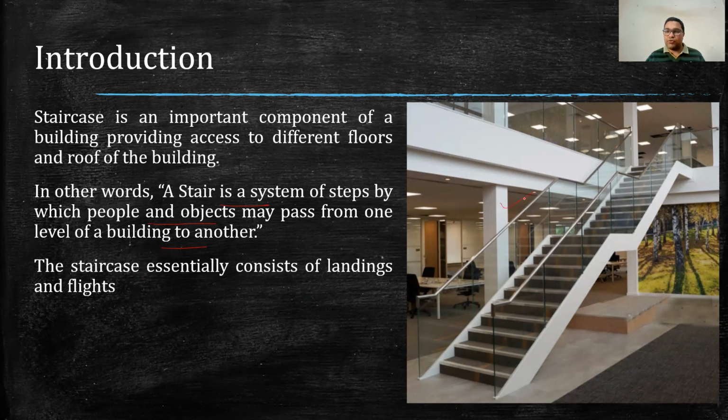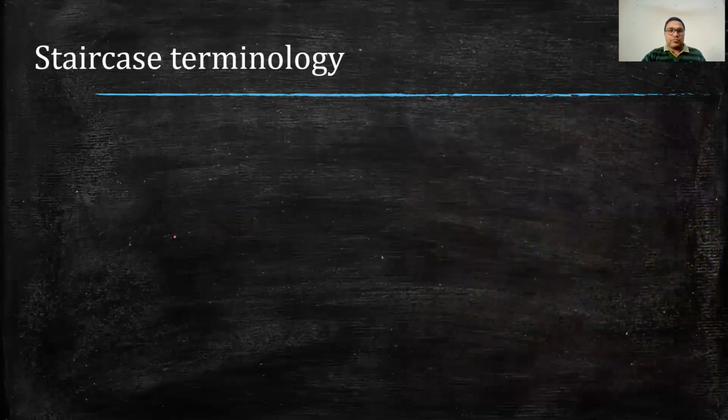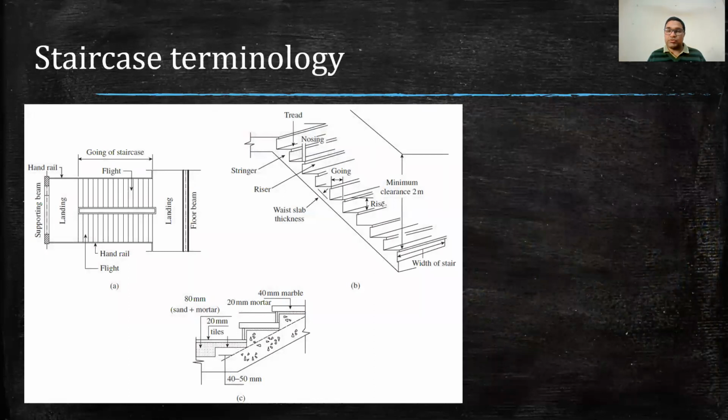So in this photo you can see this is basically the flight and this is basically the resting area, which we generally call landing. So generally we provide landing and steps in the stair for vertical circulation. By arranging them differently, we can have different types of staircase. Now if we talk about the staircase terminology, there are some terms that we generally use in staircase design. So first we will try to understand what those terms are.